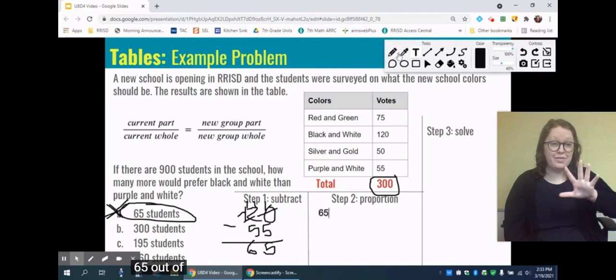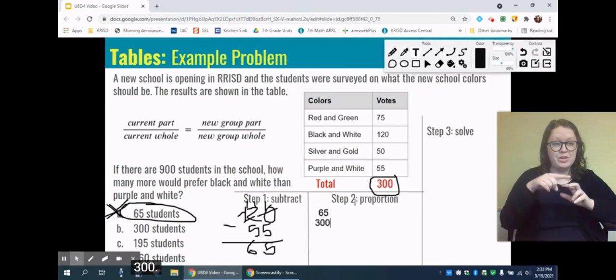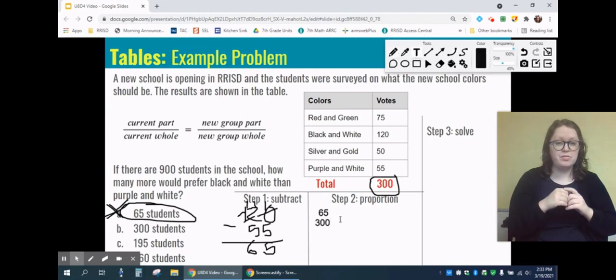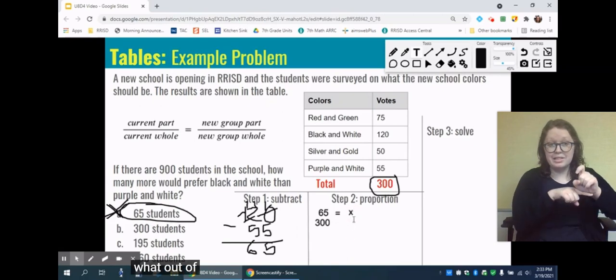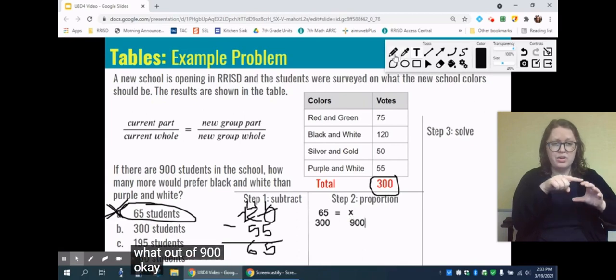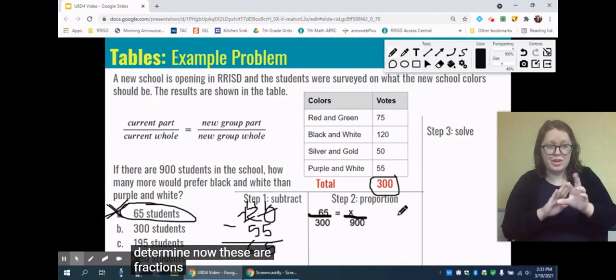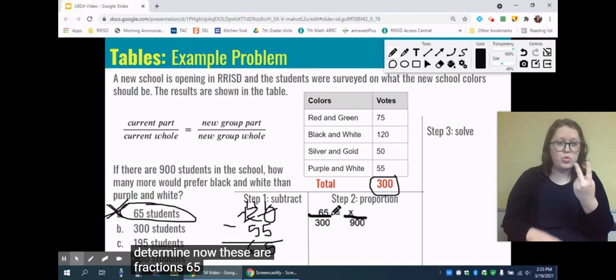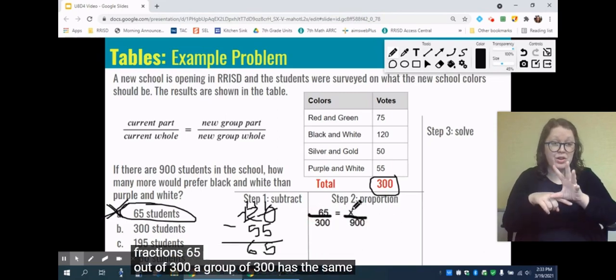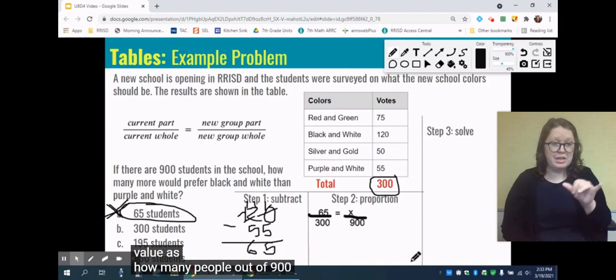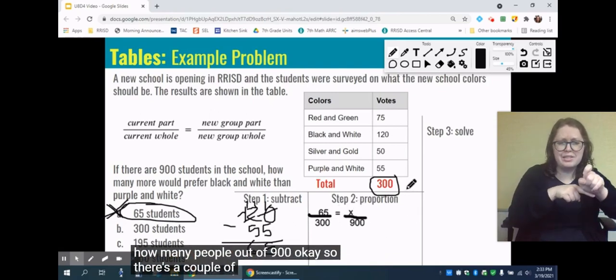65 out of 300 is equal to what out of 900? That's what we're trying to determine now. These are fractions. 65 out of 300, a group of 300, has the same value as how many people out of 900? So there's a couple of ways to solve this.